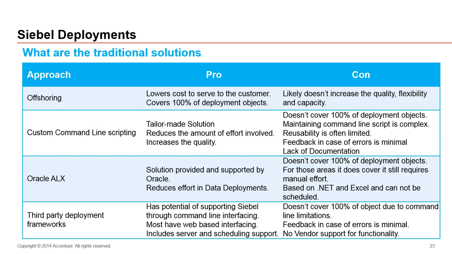The second scenario that we have is custom command line scripting. Well, the advantages is it will be a solution that is tailor-made to your particular need. It will reduce the amount of effort involved because you will be automating things, and through automation you will certainly have an increased level of quality. But the problem with custom command line scripting in combination with Siebel is you will not be able to cover 100% of all of the deployable objects.